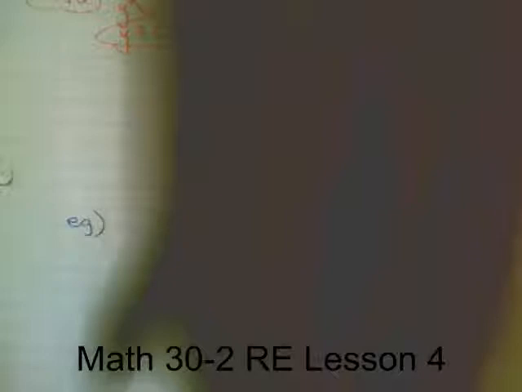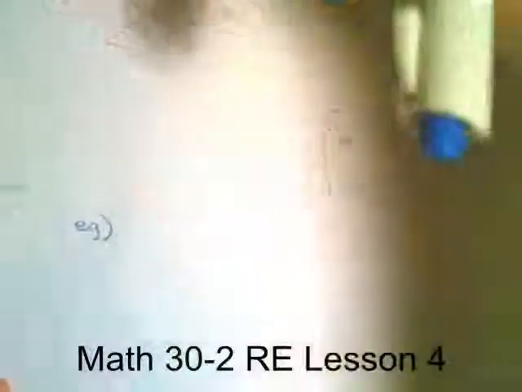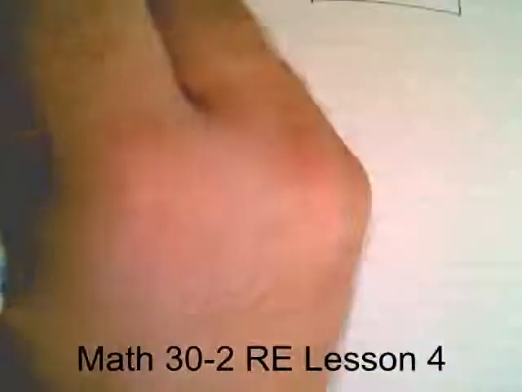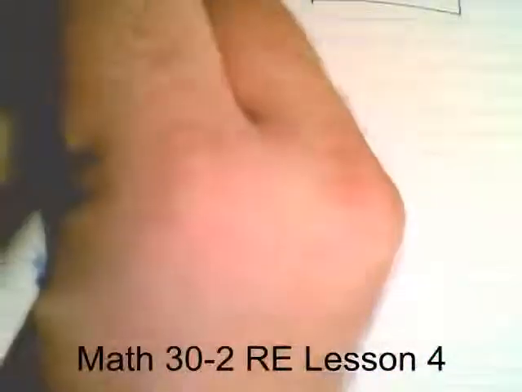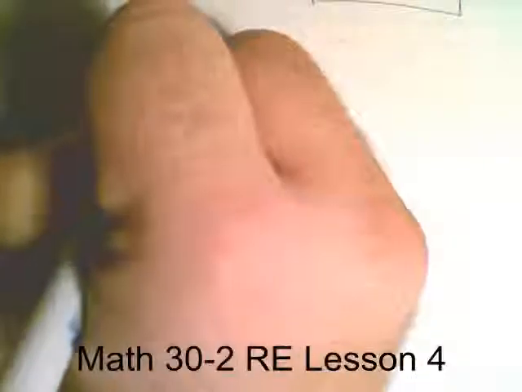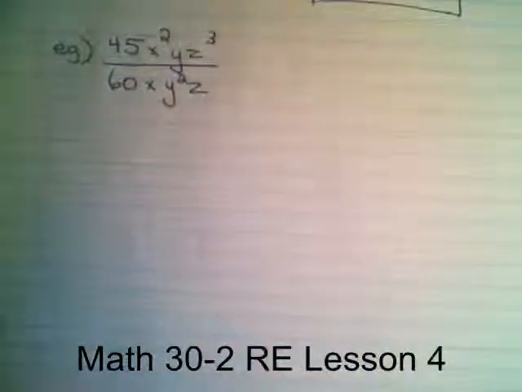Some people will say, Shaughnessy, can't we do this a slightly easier way? Sure you can. There's lots of different ways to do most of this mathematics. So taking the same question, 45x squared y z cubed over 60x y squared z, here's another way of doing it.